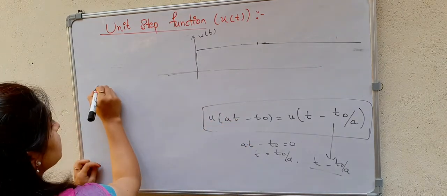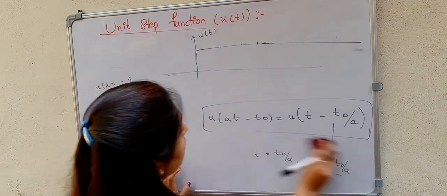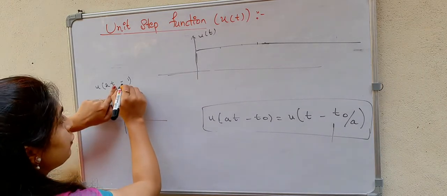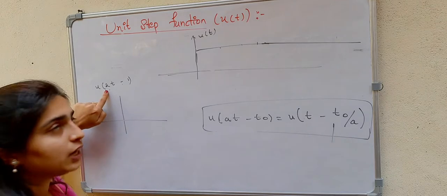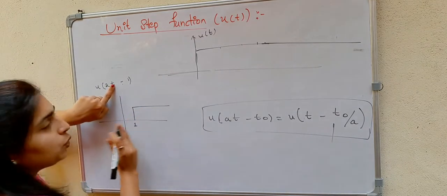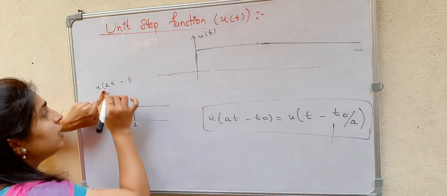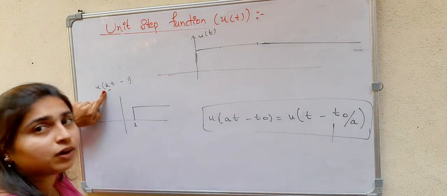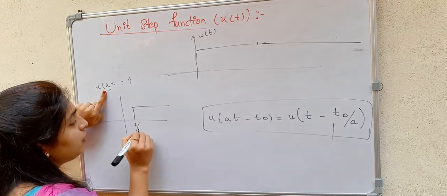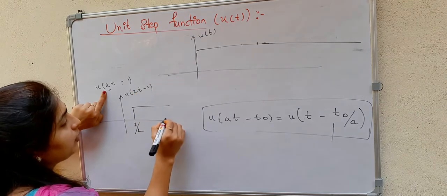Now I will consider an example, u of 2t minus 1. See, first I will perform the shifting operation, then I will perform the scaling operation. So u of t minus 1, that means it will be shifted towards right by 1 unit. Next you have the scaling operation. Here the scaling factor is greater than 1, that is equal to 2. So what happens? You will get the compressed version. So it will be 1 by 2. So this is your u of 2t minus 1.